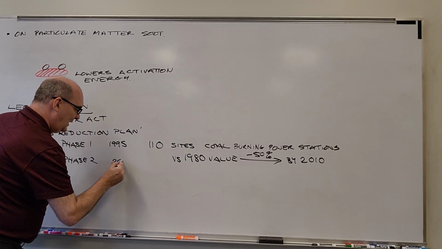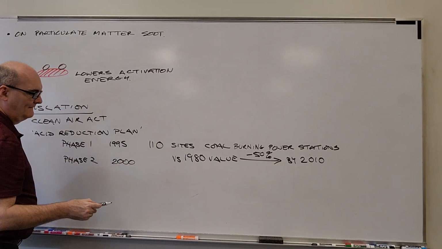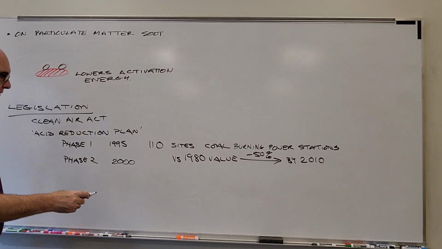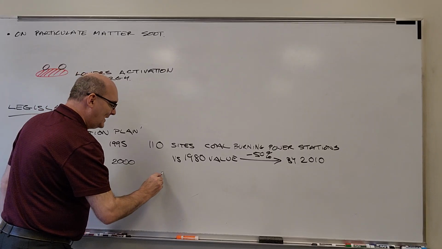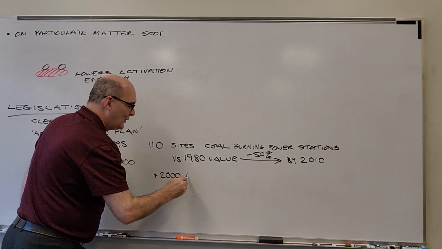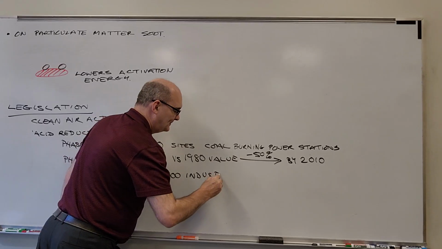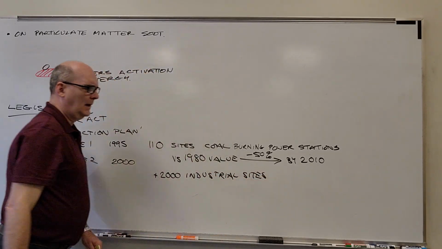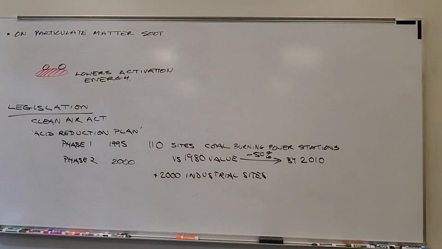And so in the year 2000, they added, did I write this down? Yeah, I did. It is 2000. They added another 2,000 industrial sites. I didn't write down what the time limit on that is, but it's probably something similar, like, hey, you've got a decade to reduce by an additional amount. And you can look around.